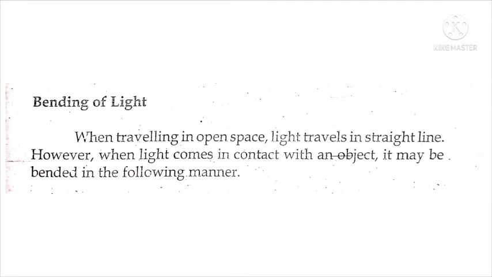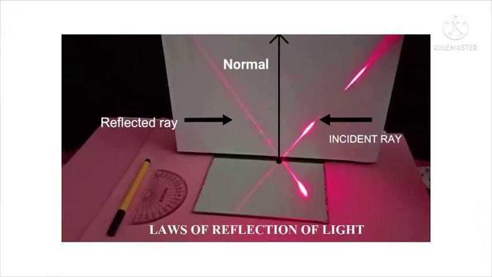Next is bending of light. When traveling in open space, light travels in a straight line. However, when light comes in contact with an object, it may be bent in the following manner. Reflection of light. Reflection of light is when light bounces off an object. If the surface is smooth and shiny, like glass, water, or polished material, the light will reflect at the same angle as it hit the surface.